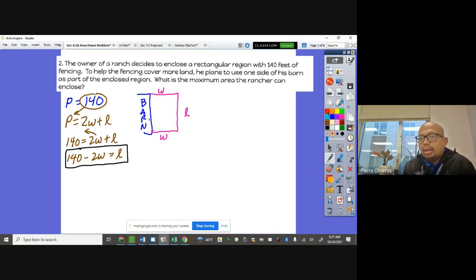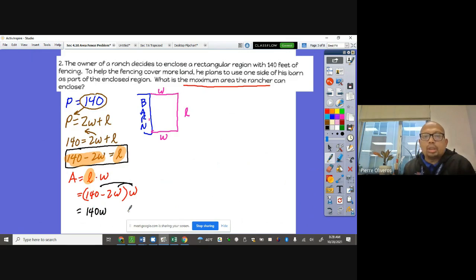Following? Now, let's find the area. Remember, the question here is, what's the maximum area? So what's the formula for area? Length times width, right? Now, what is this? That's letter L. So I can plug in the 140 minus 2W right there. That gives us 140 minus 2W times W. And then what do I do with this W here?